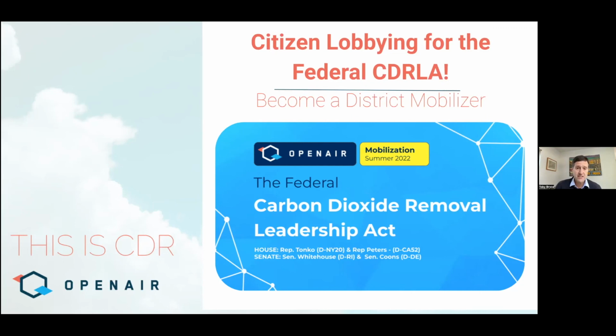One of the bills that we are doing a nationwide citizen lobbying effort for is the federal CDRLA, which was introduced by Representative Paul Tonko from Albany, New York, and Scott Peters from San Diego, California. There's a companion bill in the Senate. So if you live in the U.S., we would love for you to join our effort. We're getting new representatives to co-sponsor the bill almost weekly now, just through this project. So it's making a difference.